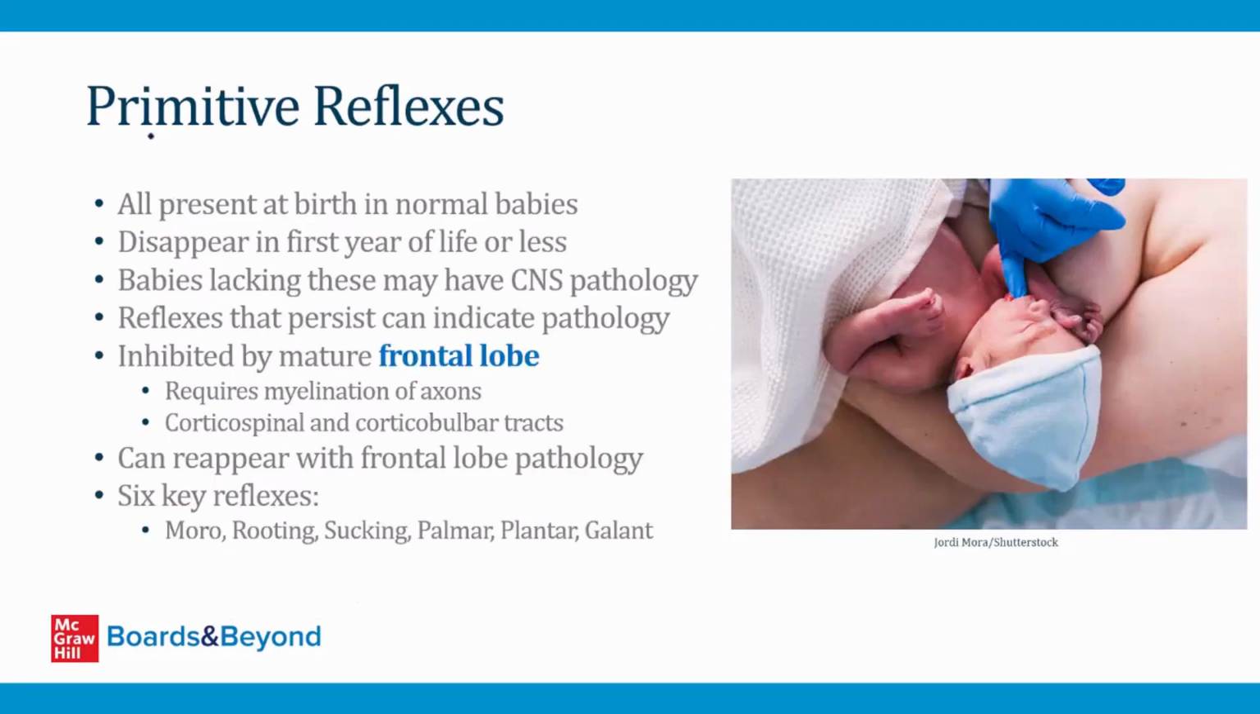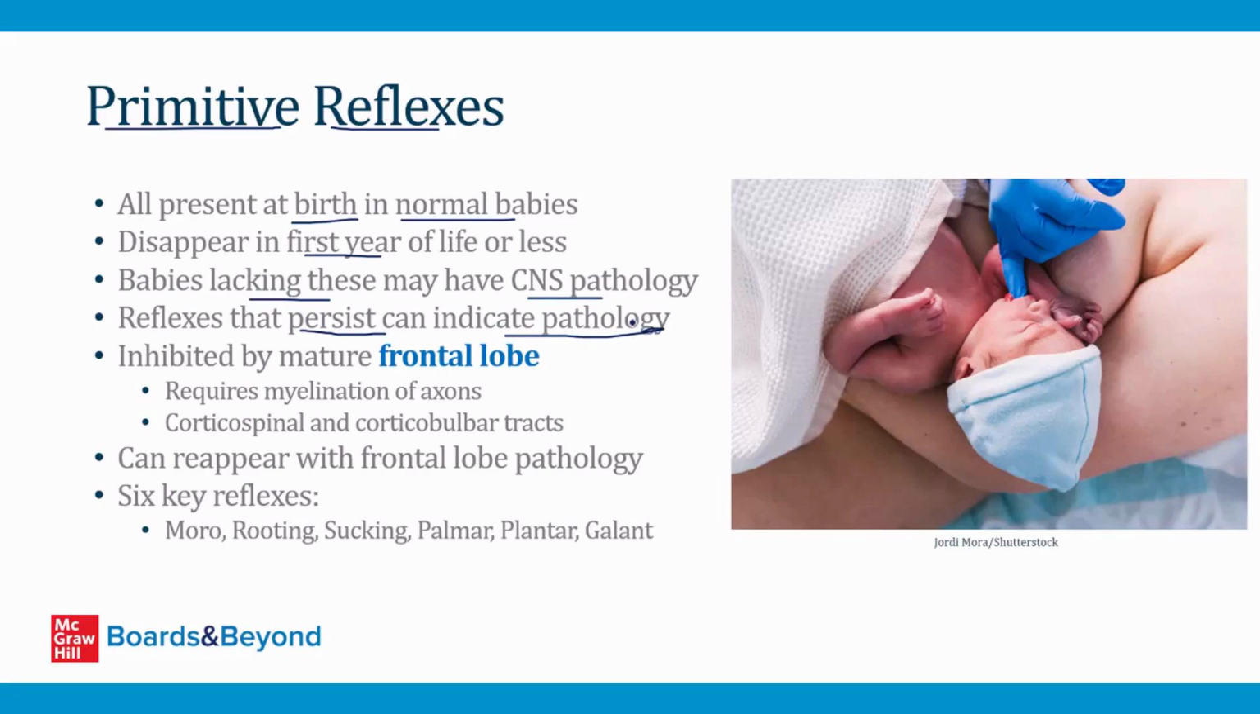Okay, I'm going to finish this video by talking about primitive reflexes. These are reflexes that are always present at birth in normal newborn babies, but they disappear within the first year of life or sooner as babies age. And when you do your pediatrics rotation, if you get to round in the newborn nursery, you will look for all these primitive reflexes. The reason is because babies who don't have these may have some form of central nervous system pathology. Also, if these reflexes persist beyond a year, that can also indicate some kind of developmental pathology involving the central nervous system.